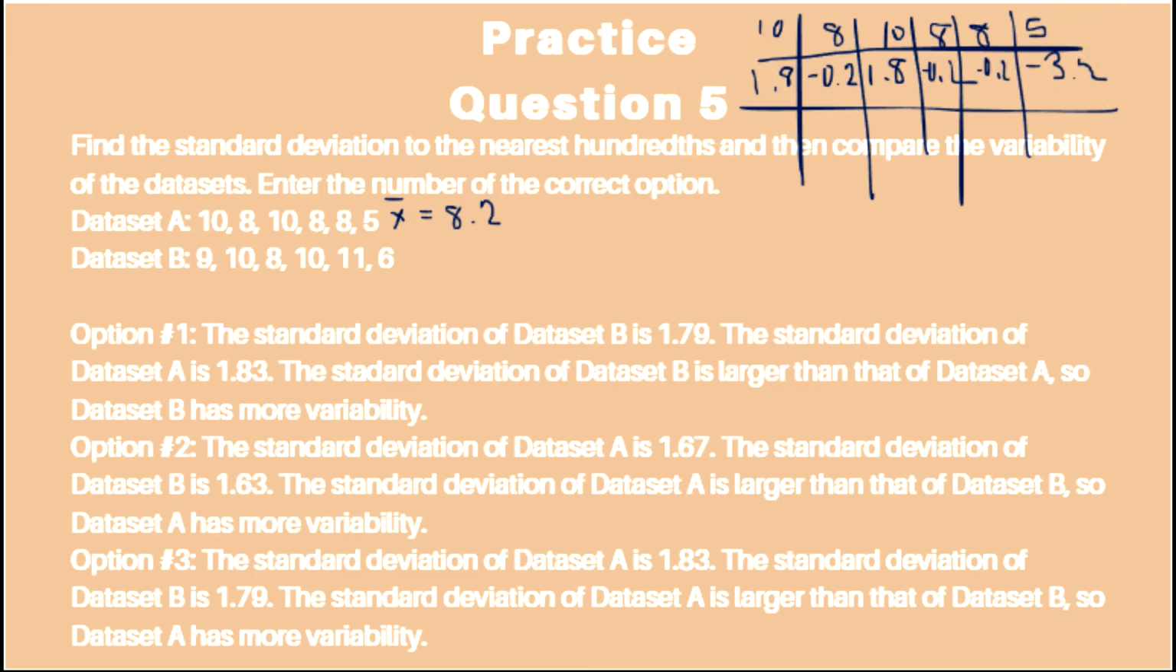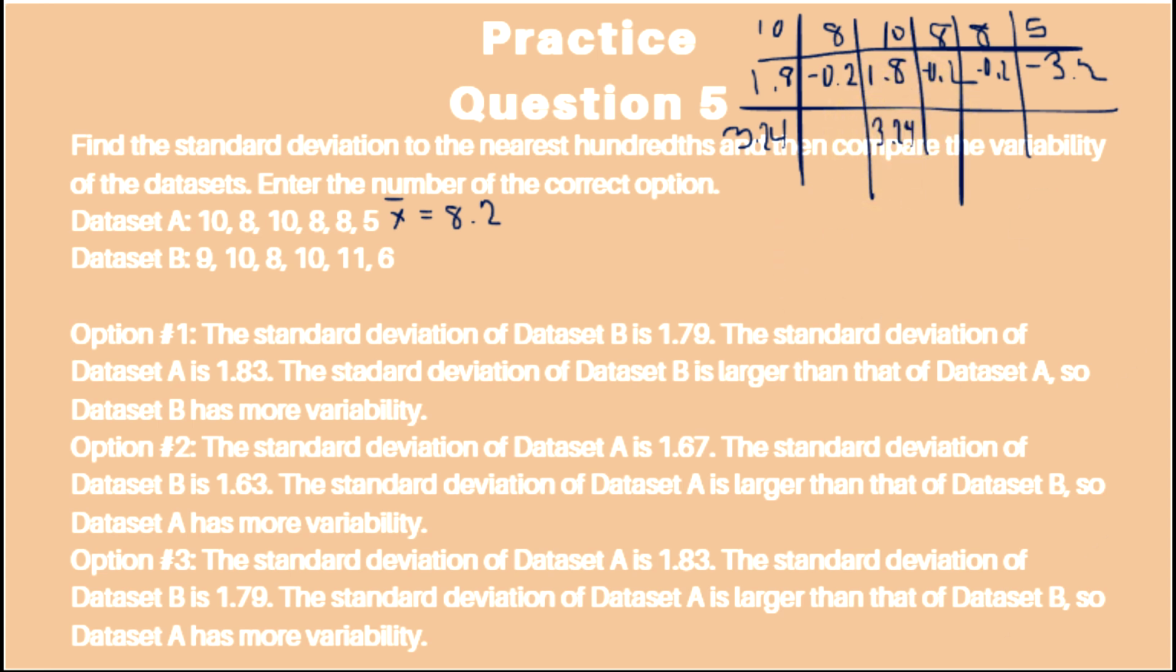Calculator time. Come on, pretty boy. 1.8 times 1.8 gives us 3.24. Let's put it here too. 3.24.